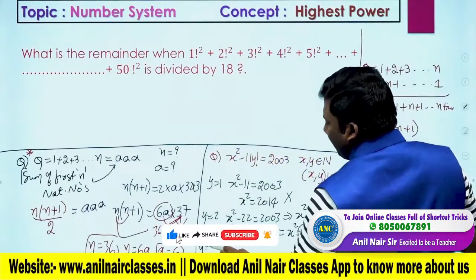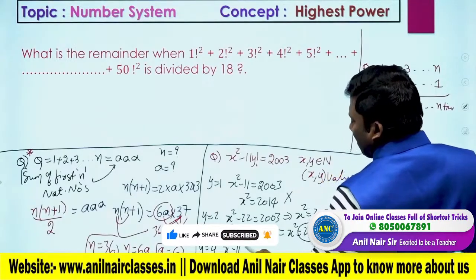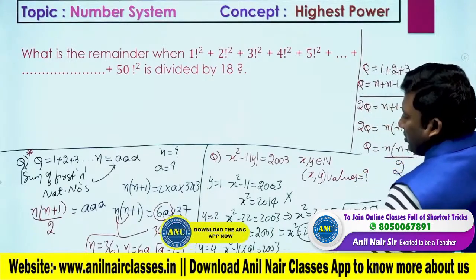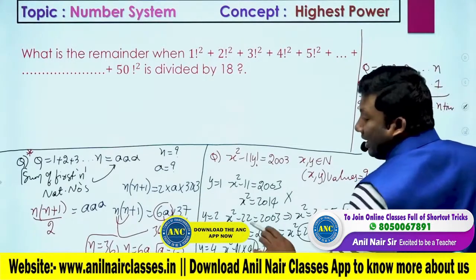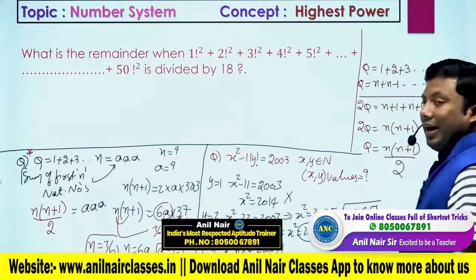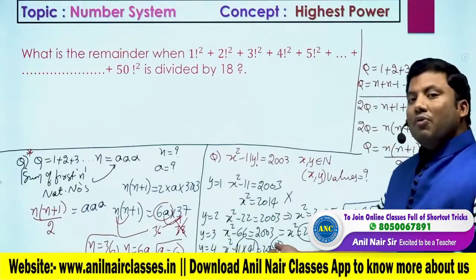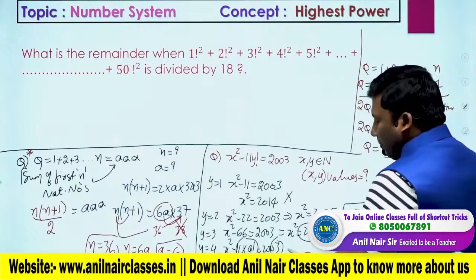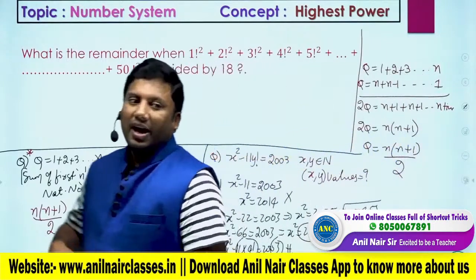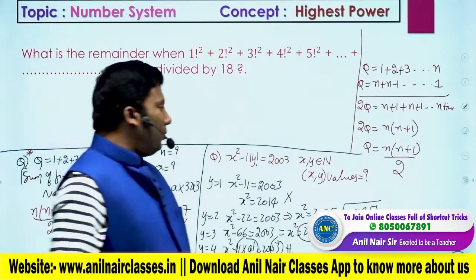Y is equivalent to 4. X square minus 11 into 4 factorial is equivalent to 2003. 4 factorial is divisible by 4, so the remainder is 3. Can a perfect square be of the form 4k plus 3? Not possible. Please don't waste your time computing 4 factorial and writing it as 4 into 3 into 2 into 1. I hope it is clear.